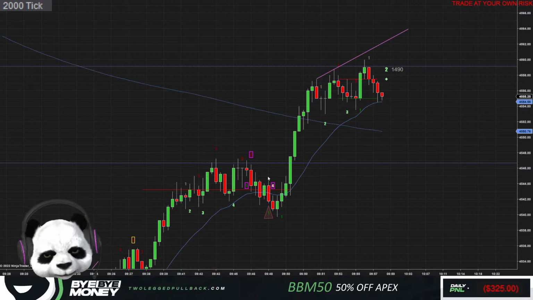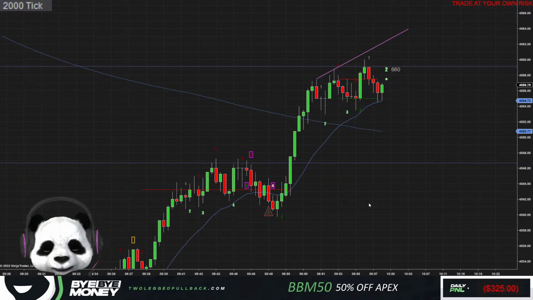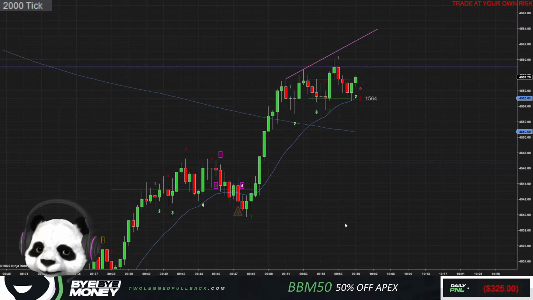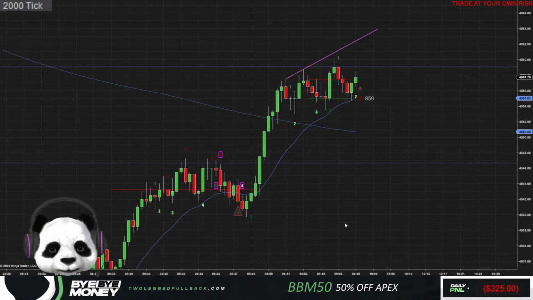I'm trying to rack my brain, but I mean, you can say maybe because it was an inside bar, which that's debatable if that is actually a bad thing. Getting a push up here off the 20 MA.